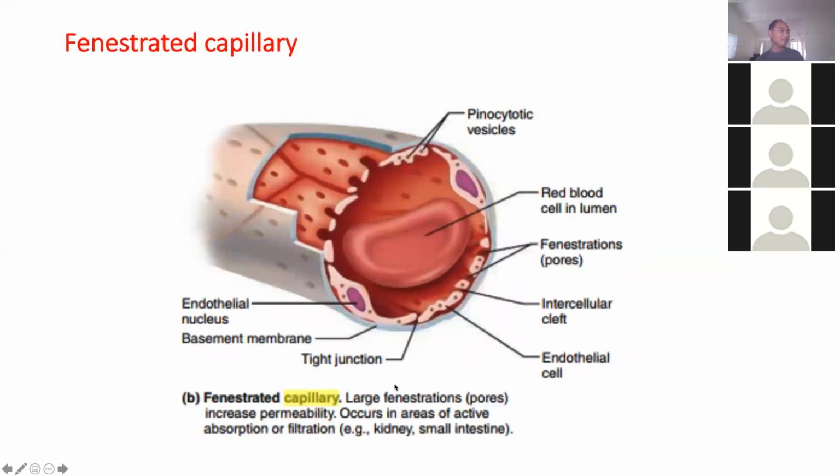Another type of capillary is called fenestrated, which means the endothelial cell has small little punctures or holes already. So the transfer across the capillary is a little bit higher. This can be seen in the kidney or small intestine, where secretion, filtration, and absorption are more active.